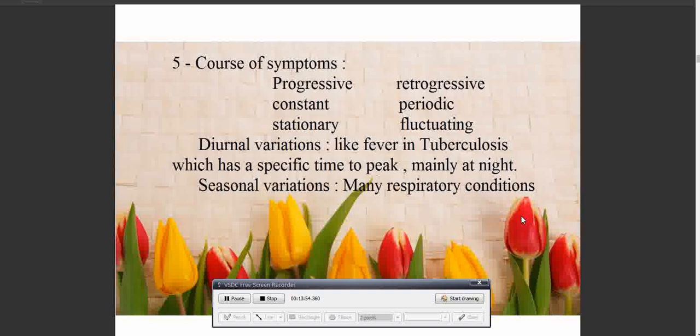Do you know variation, like fever in tuberculosis, which typically peaks at night? So you have nighttime elevation, and it can be low during the daytime. They talk about seasonal variation as well. Many respiratory conditions come with seasonal variation.